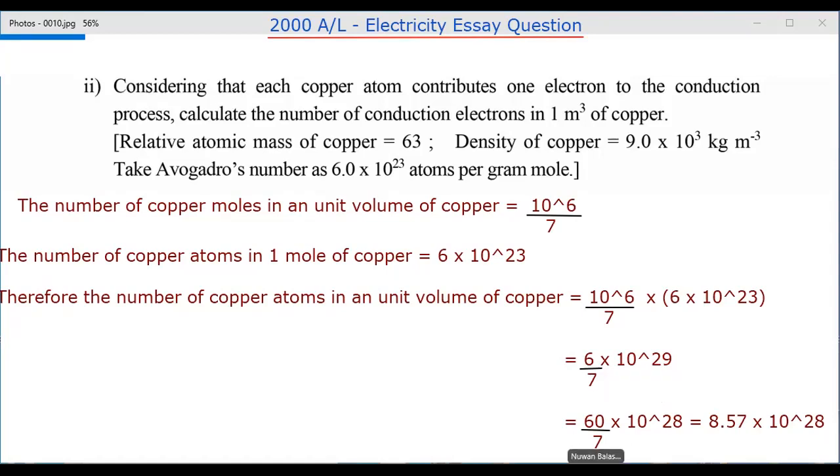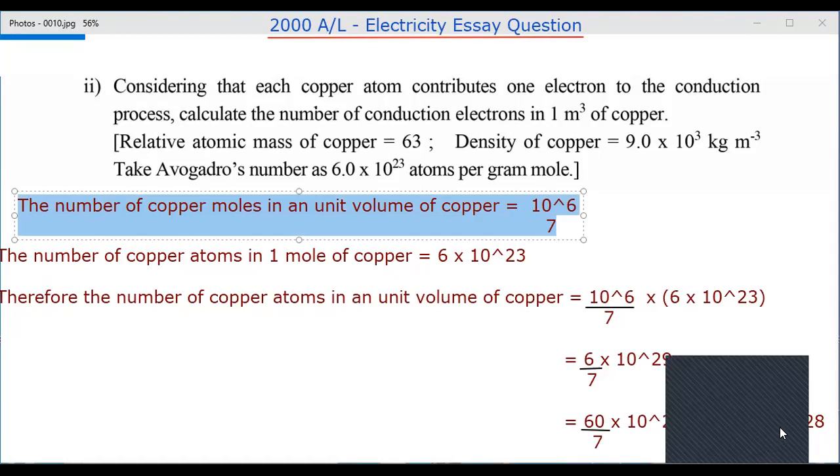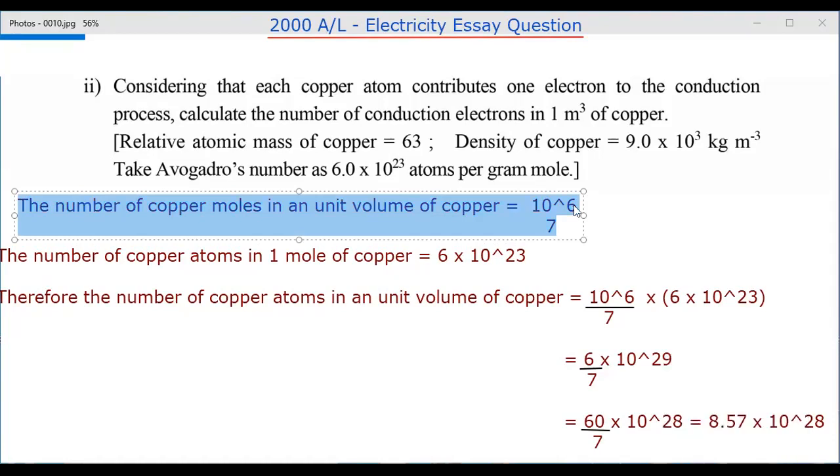What is the fraction here? 6 over 7 into 10 to the power 29, or 60 over 7 into 10 to the power 28. We have to use it. The number of copper atoms in a unit volume of copper we have found. Then we should write a sentence before we go to the next question.